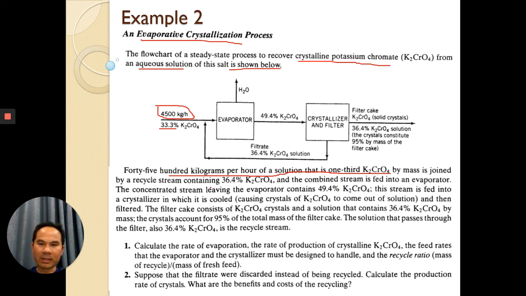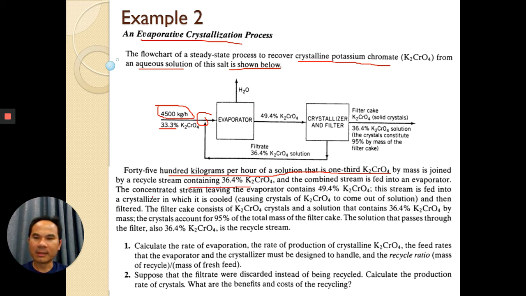And then it is joined by a recycled stream containing 36.4% potassium chromate. This recycle, we call the filtrate, because it comes out of the filter. That means the water is 63.6%. Okay. The combined stream, the mixed recycle and fresh feed, is fed into the evaporator.